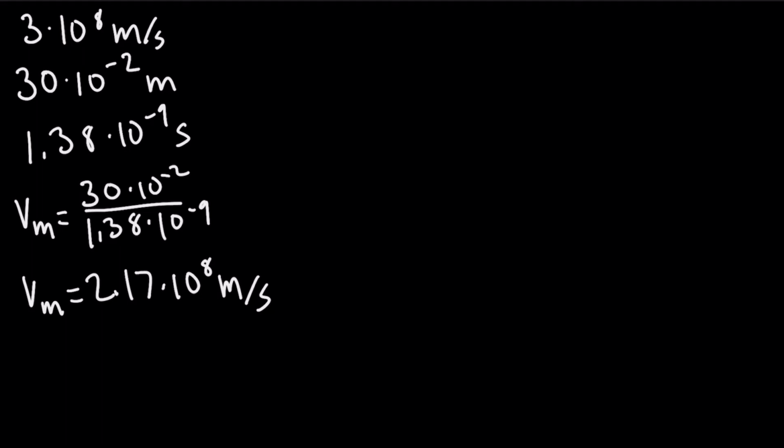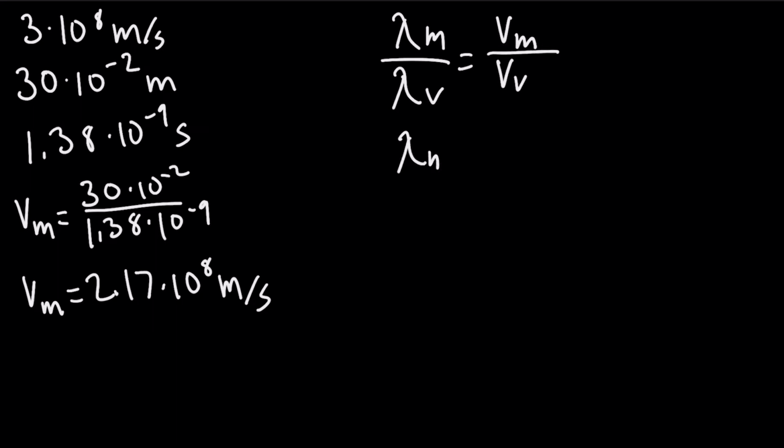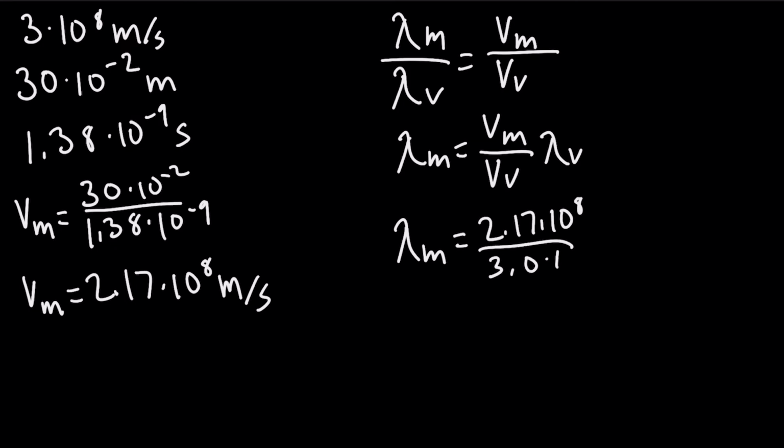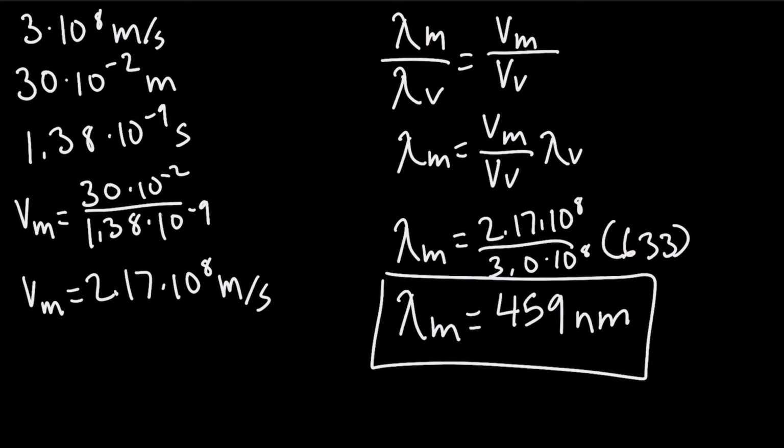Now, in my opinion, one of the hardest parts of this problem is identifying that we need to use a proportion in this case, with the wavelength in the liquid over the wavelength in air, setting that equal to the velocity in the liquid over the velocity in the air. Solving for wavelength in the liquid, we get velocity in the liquid over velocity in the air times wavelength in the air. We already know the wavelength in the air, and we can assume that the speed in the air is equal to the speed in a vacuum, which is 3.0 times 10 to the power of 8 meters per second. Plugging in our velocity that we calculated earlier, we find a wavelength of 459 nanometers.